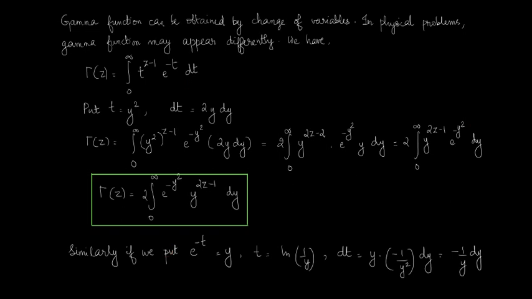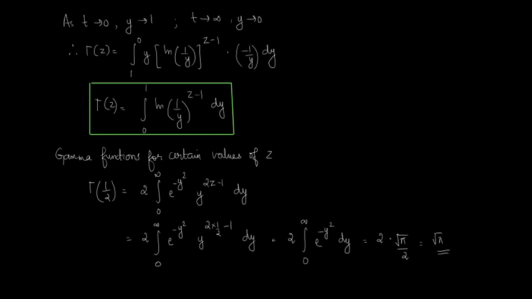Similarly, instead of this t equal to y square, if you had put e raised to minus t as y, then your t would be, you take log, you get log 1 by y as t, and your dt becomes y times minus 1 by y square dy. Okay, and you end up with a minus 1 by y dy for dt. When you do all this substitution, here the limit will also be different. As t goes to 0, y goes to 1.